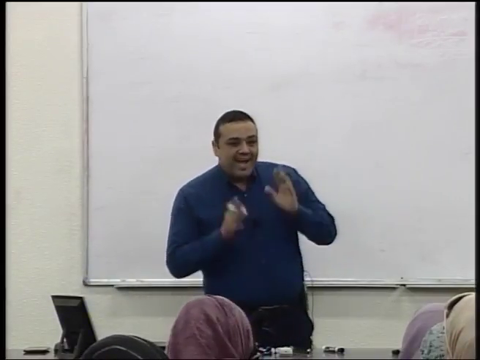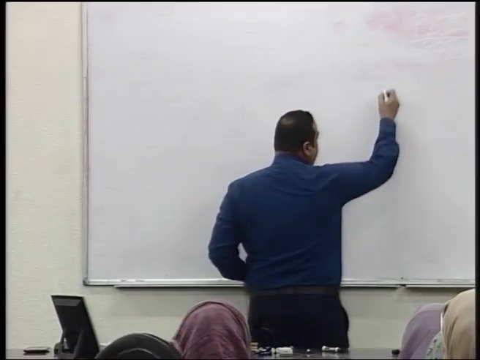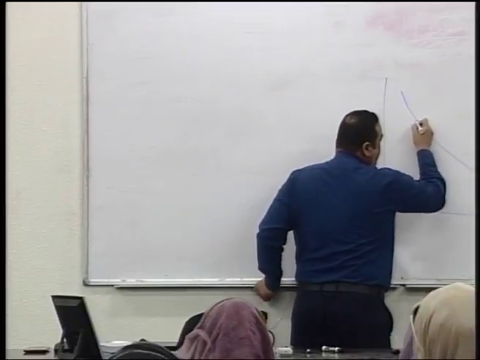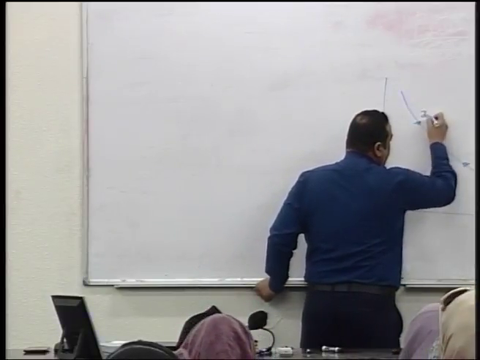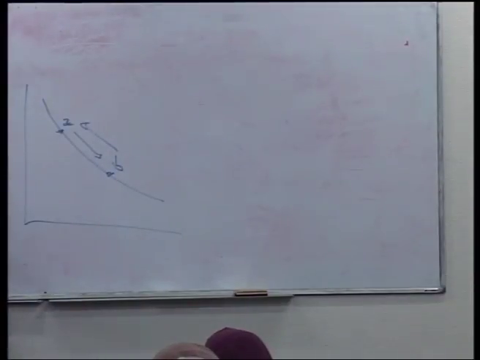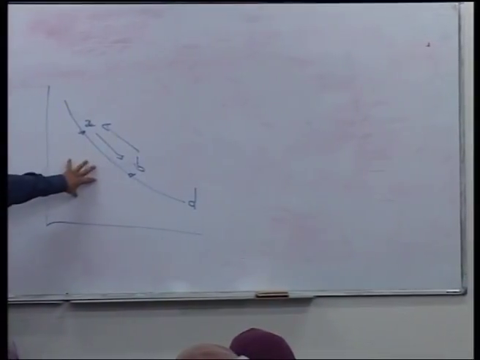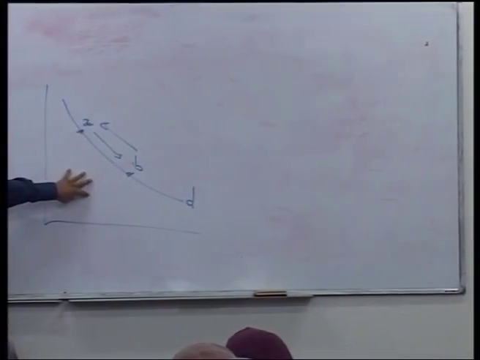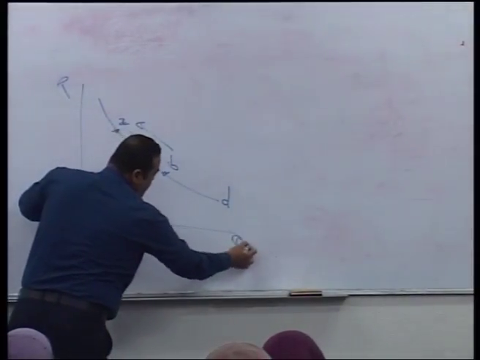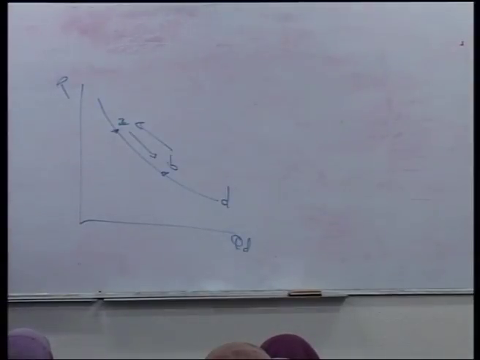And the change in the quantity demanded is the shifting or the movement from point A to point B, or B to A, along the same demand curve, right? Due to the change in the price of the product itself. This is the change in quantity demanded.